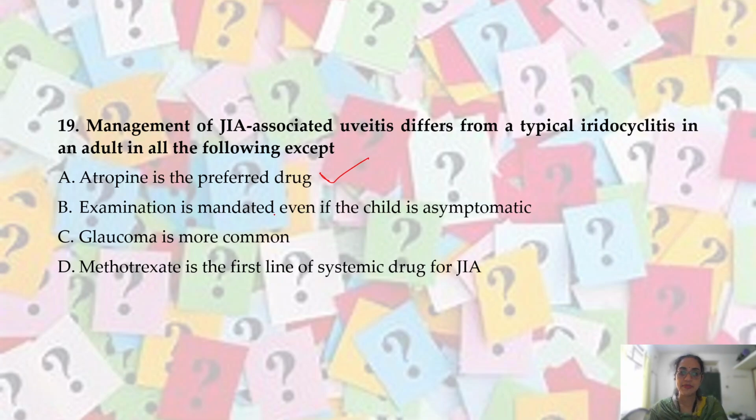Okay. Examination is mandated even if the child is asymptomatic. So this is also true. Glaucoma is more common. So methotrexate is the first line of drug. Actually, we don't need immunosuppressants like this in case of typical iridocyclitis in adults, but in children methotrexate is needed and it's the first line of drug. So atropine is not the preferred drug. So that is the right answer here.